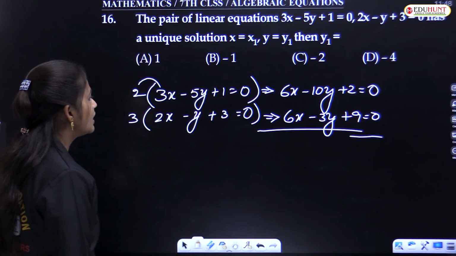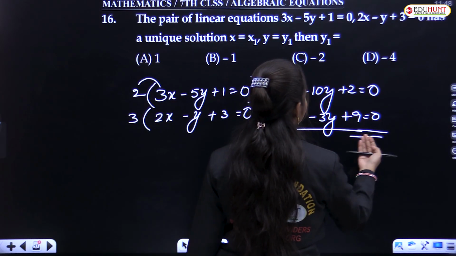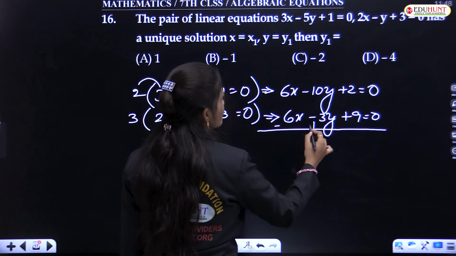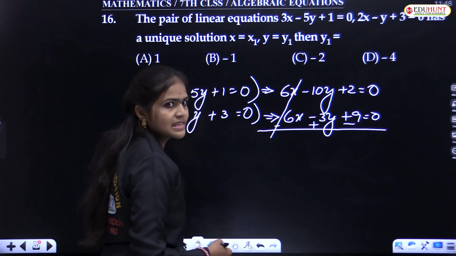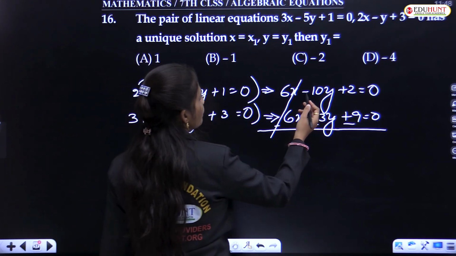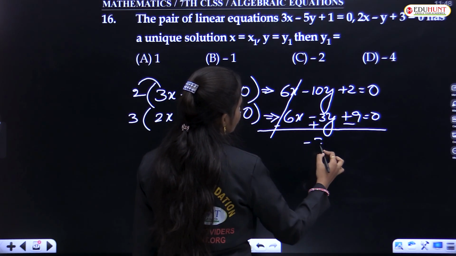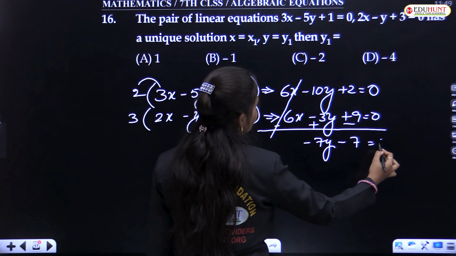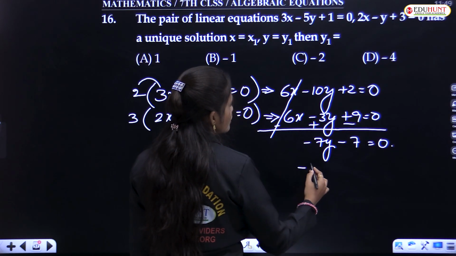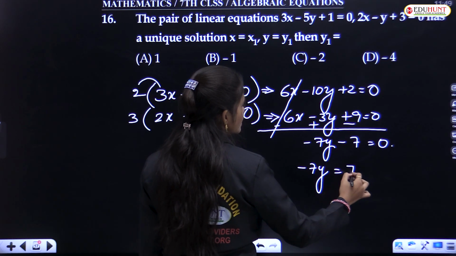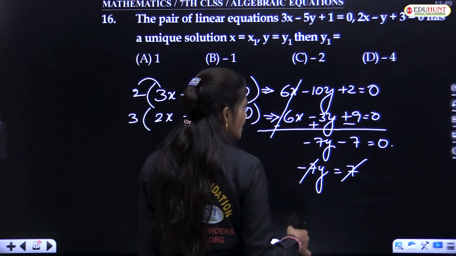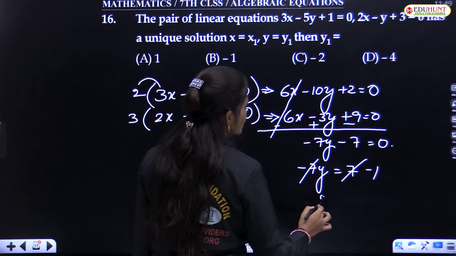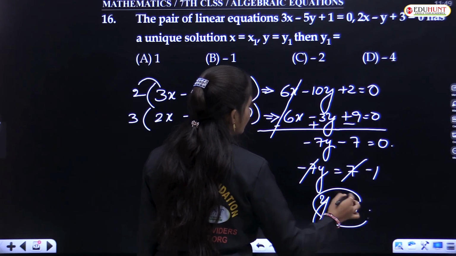Now we have to take the difference. So here the signs are minus, plus and minus. 6x minus 6x gets cancelled. Next, minus 10y plus 3y is minus 7y, and here plus 2 minus 9 is minus 7, which is equal to 0. So minus 7y is equal to 7, so y is equal to minus 1.